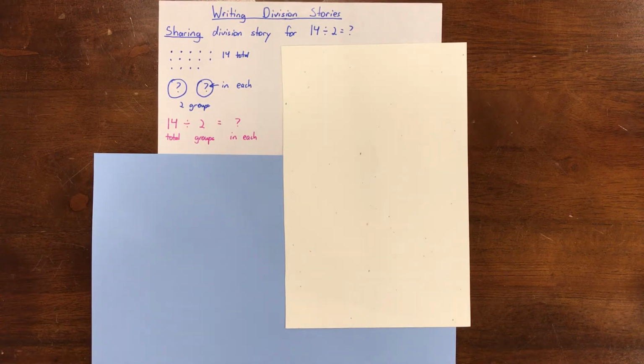So for a story problem about sharing division, what do we need to include? Say it out loud. We would need to tell the reader the total and the number of groups. And what do we need to ask the reader to find? Say it out loud. Yeah, we need to ask the reader to find the amount in each group.